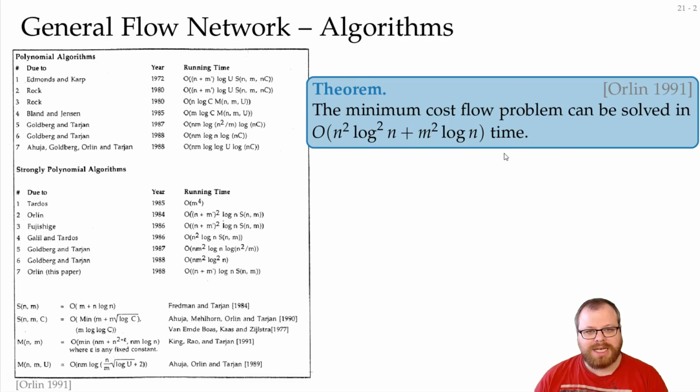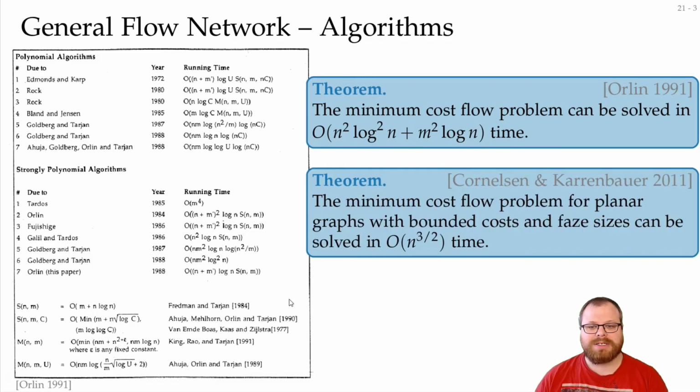For a special case that we will see in the next part, there's an algorithm by Cornelsen and Karrenbauer. They say if the network is planar, it has bounded costs, and the faces have bounded size, then we can even solve this in order of n to the 3/2 time, which is much faster than this, because already this term dominates it. And in the next part, we will model our band minimization problems with flows.